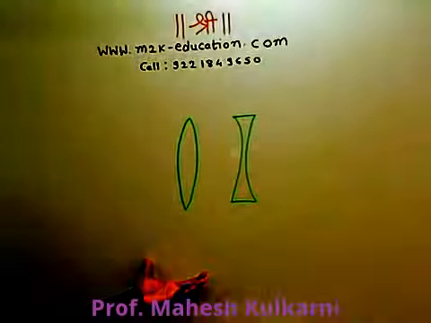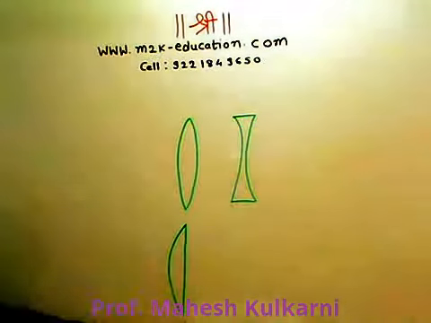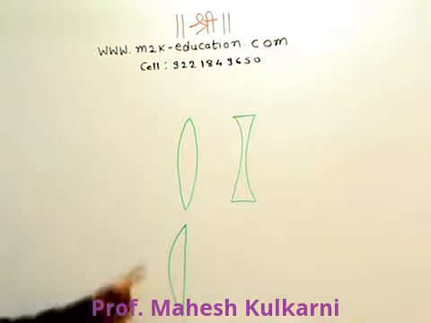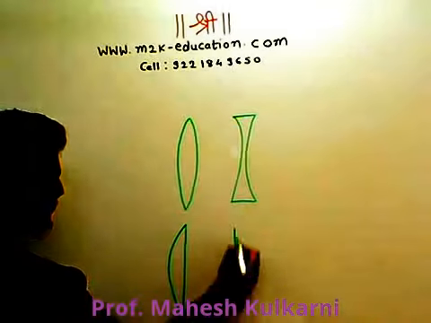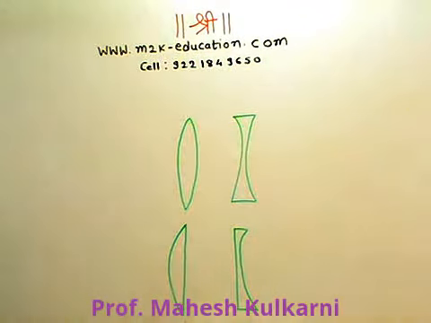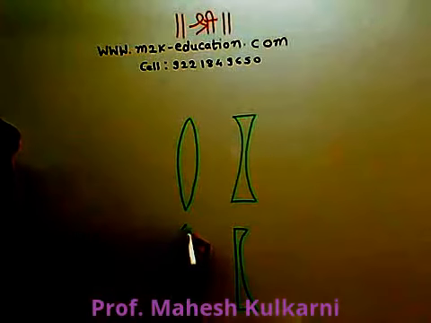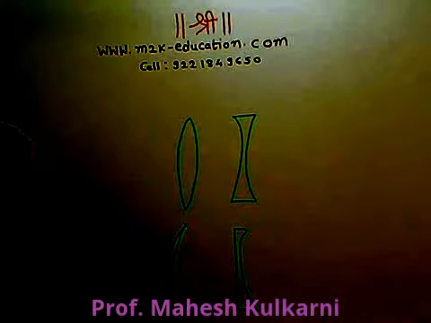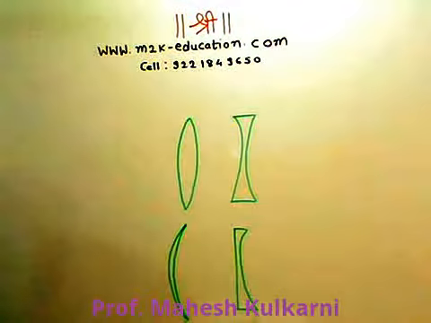Practically, varieties are available. For example, this is also a convex lens only, but this is a single convex lens, whereas this is called a double convex lens. The same way, you may say this is a single concave lens, whereas this is a double concave lens. Then convexo-concave: one side is convex, one side is concave. So like that. But forget that.